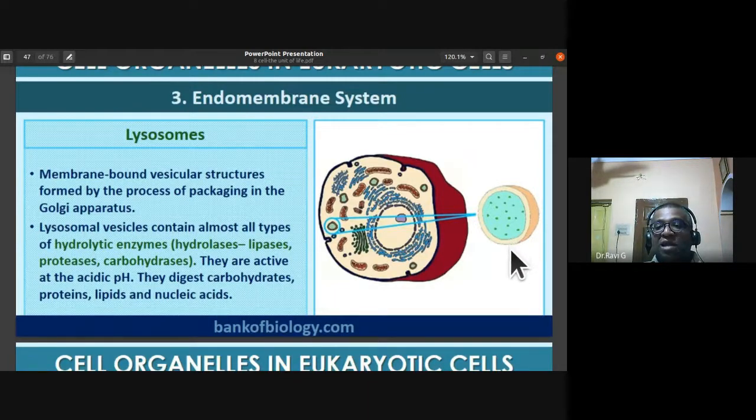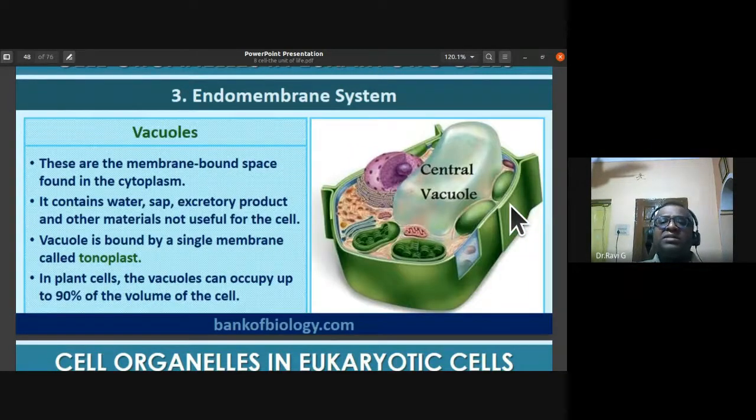So they digest carbohydrates, protein, lipids, and nucleic acids. So that is the capability of the lysosomes. Next endomembrane system is vacuole. So vacuole is very large in plant cell, and they have the outermost membrane of vacuole.